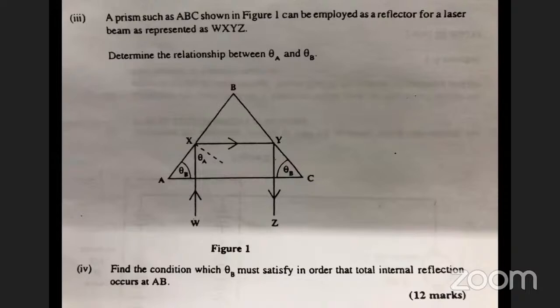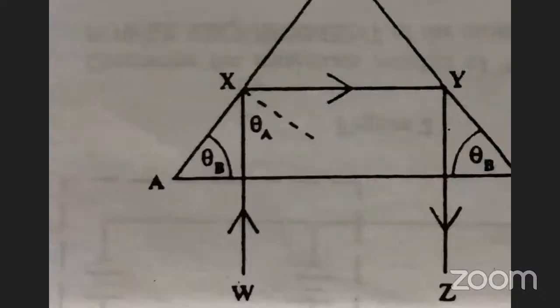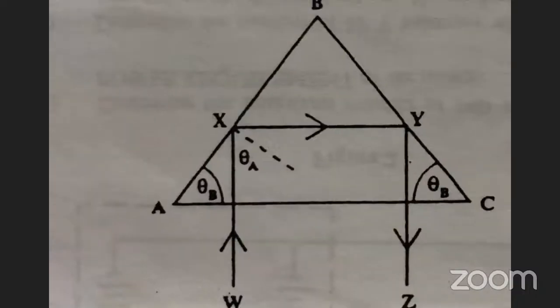Right, while you're waiting, for those who wait, find the condition theta B must satisfy in order that total internal reflection occurs. What's the condition? You want total internal reflection to happen there. What causes total internal reflection? So theta B must be greater than the critical angle. That's it. That's all. That wasn't so hard.